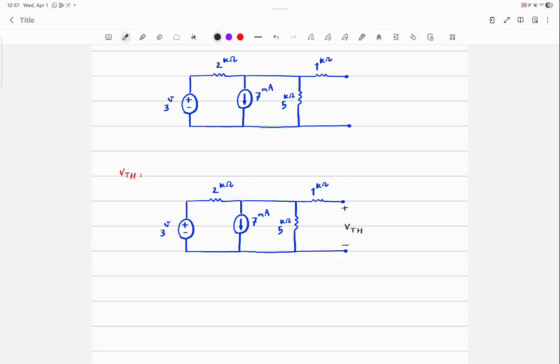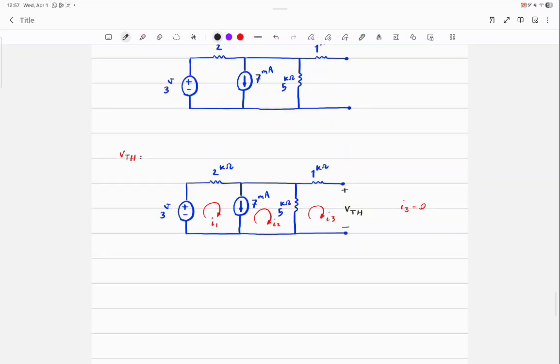Okay, let's do mesh first. I1, I2, and do you want to do it like my students did it? Yeah, let's do that. Let's consider this I3. You know I3 is 0, right? I3 is 0. But let's just write it.